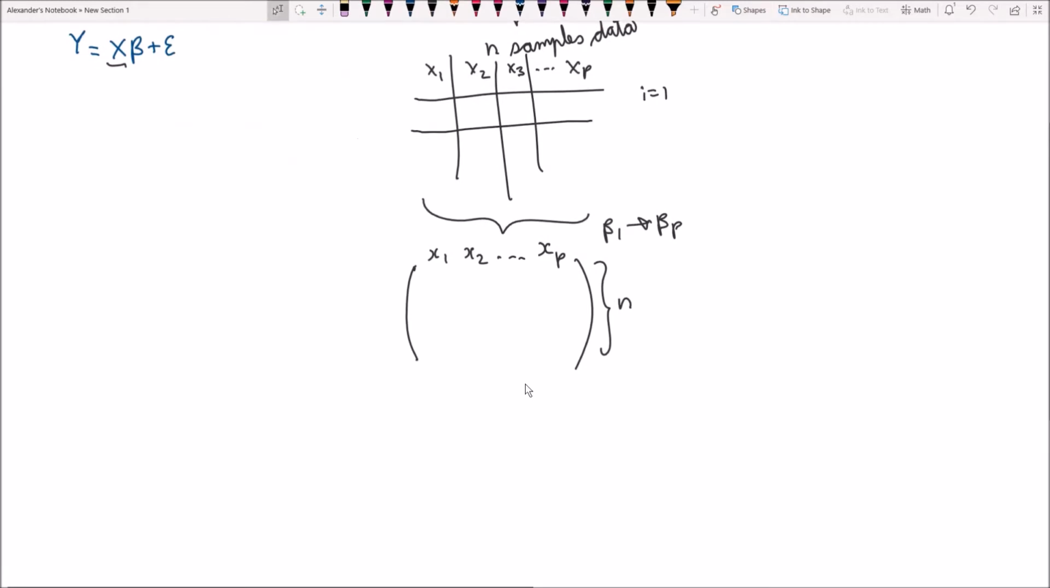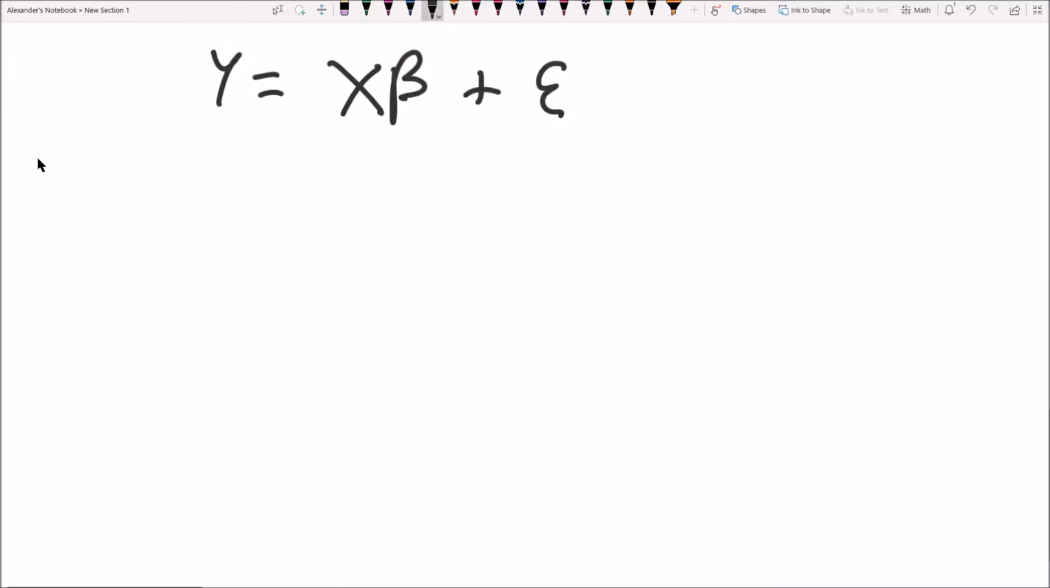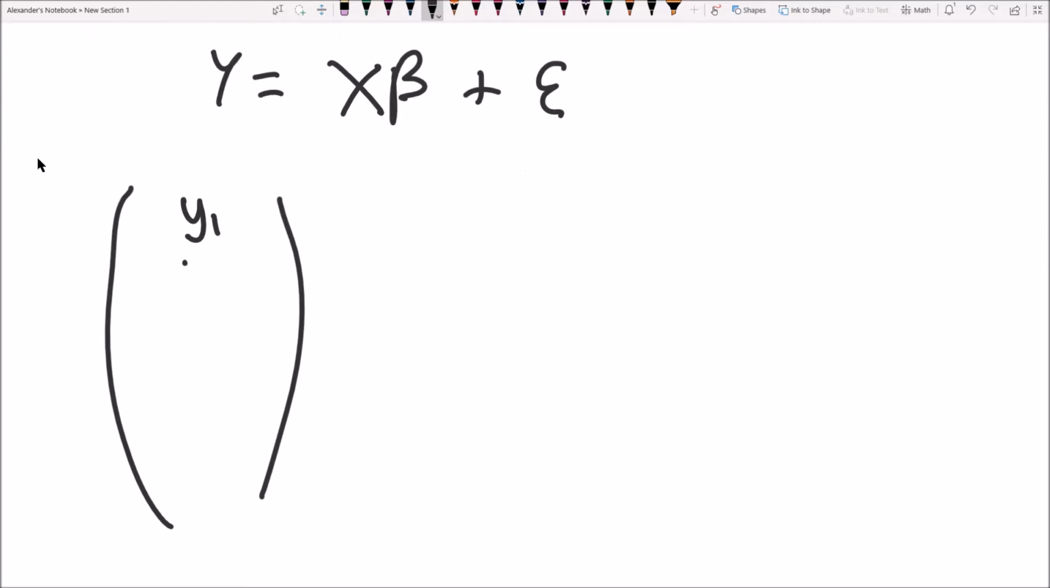Similarly to the simple linear regression model, the formulation for the matrix form of the multiple linear regression model is y is equal to x times beta plus epsilon, where x is a matrix, beta is a vector, and epsilon is a vector, as well as y. So if we were to look specifically at this model, we will have y being the vector of all of our dependent variables, and we've got n such values, y1 all the way up to yn.